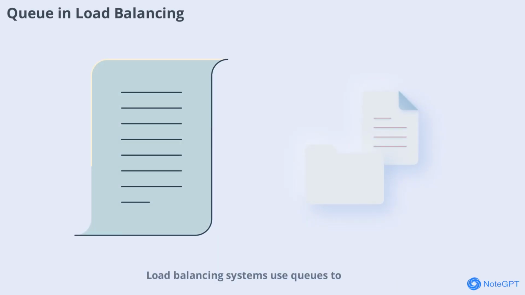Load balancing systems use queues to distribute tasks across multiple servers or resources. By organizing tasks in queues, these systems can prevent overload, improve performance, and ensure that resources are used efficiently.